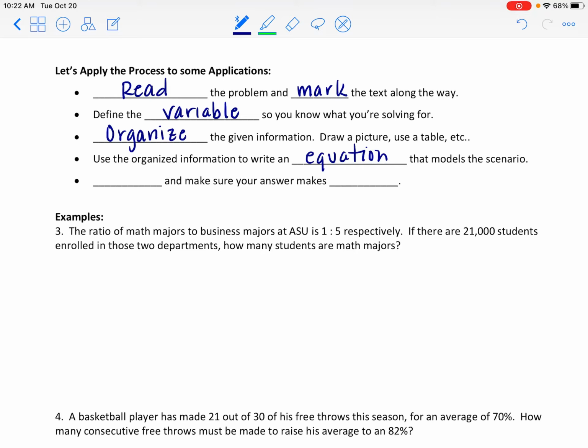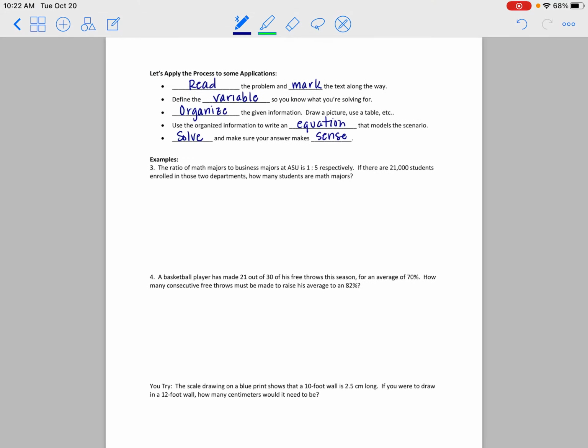Once we have it, and these few examples are going to be proportions, we're going to solve by cross-multiplying. And just make sure that in the end you have an answer that makes sense, and make sure you're answering the question with an answer that makes sense. Okay? So these examples, again, are going to be proportions, so we're going to be dealing with some proportional amounts.